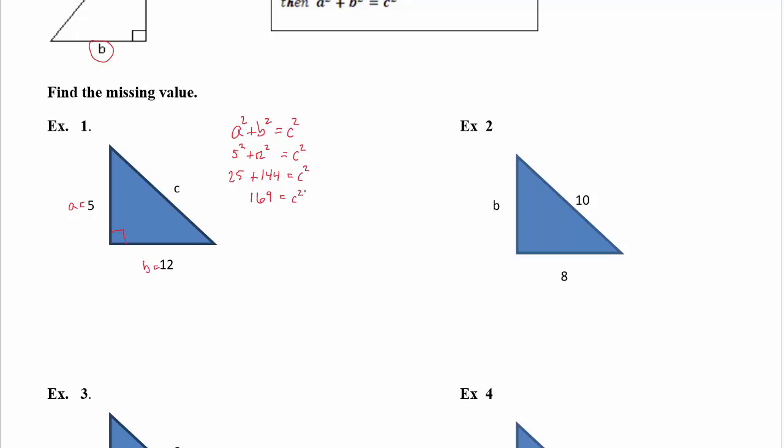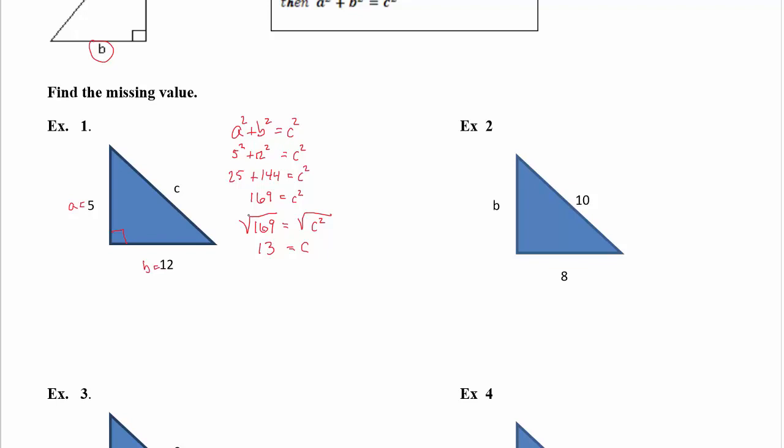And to get rid of squaring something, like we've learned in previous sections, we take the square root of both sides. So the square root of 169 equals the square root of C squared. The square and the square root undo each other, and we're left with C. Now the square root of 169 is in fact 13.